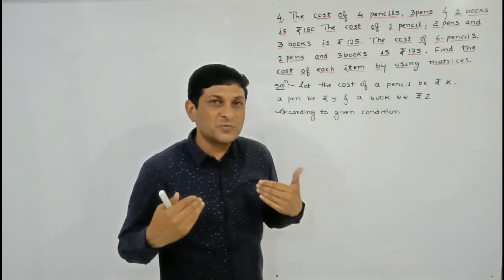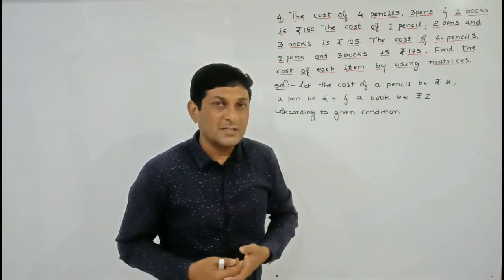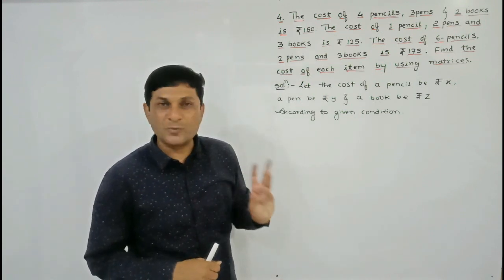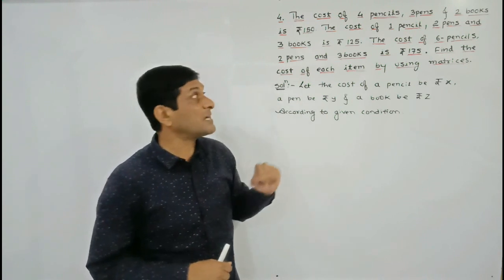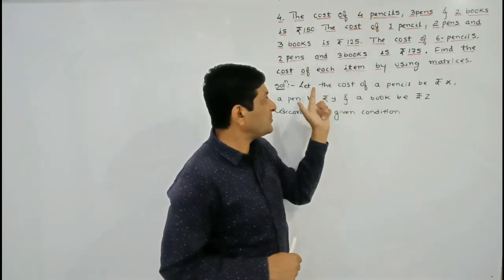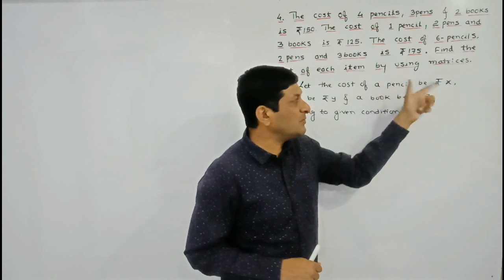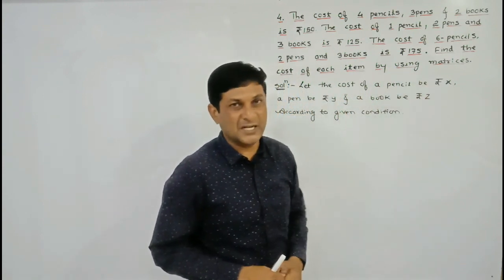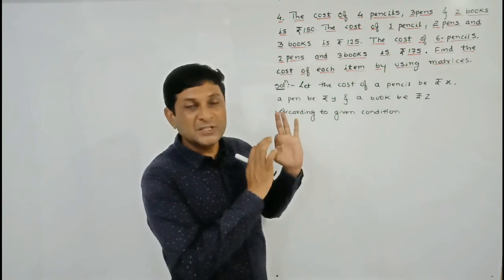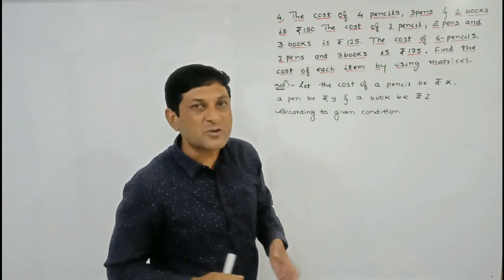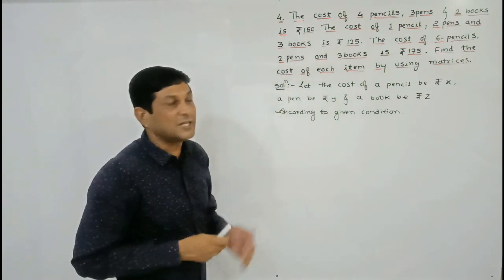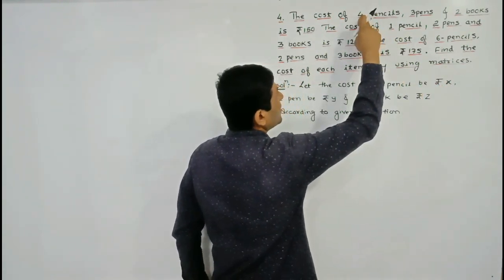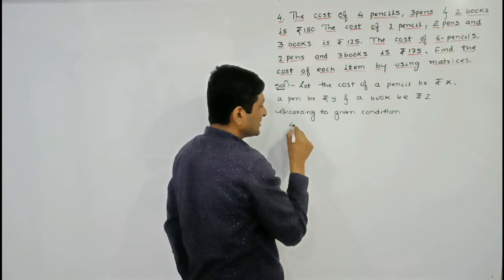So we have to find the cost of each item. Let us denote the cost of each item by rupees x, rupees y and rupees z. What is the first item here? Pencil. So we are supposing that the cost of a pencil be rupees x, a pen be rupees y and a book be rupees z. Now using the given conditions, let us try to form the linear equations. The cost of a pencil is rupees x, then what is the cost of 4 pencils? It will be 4x.